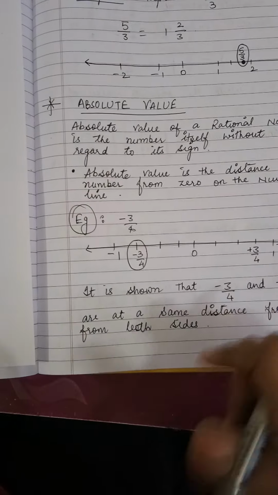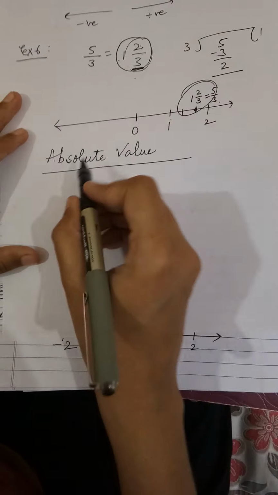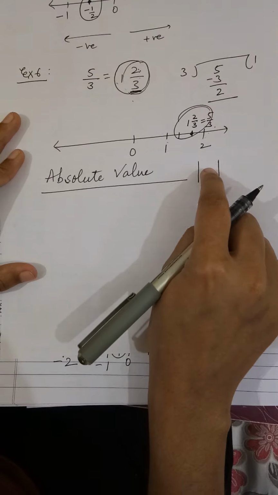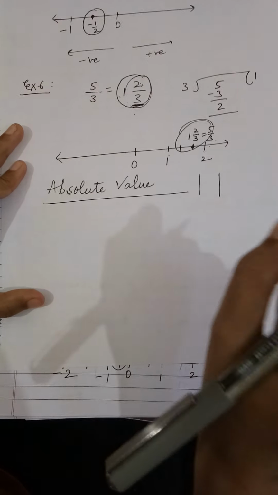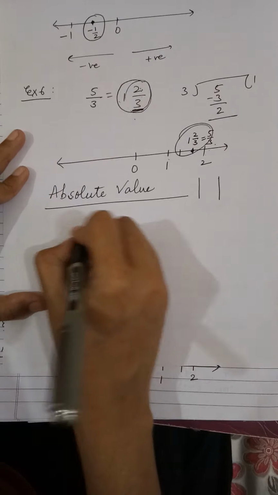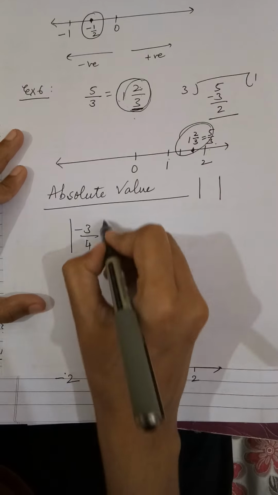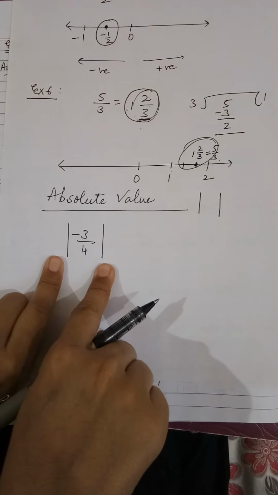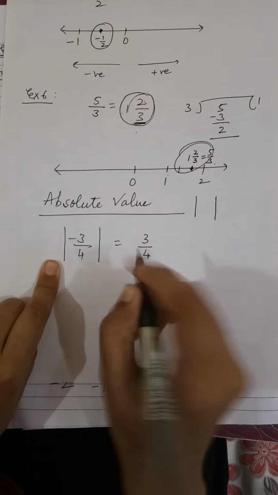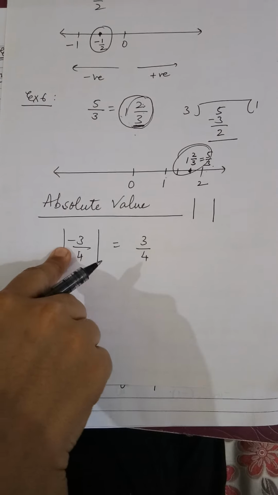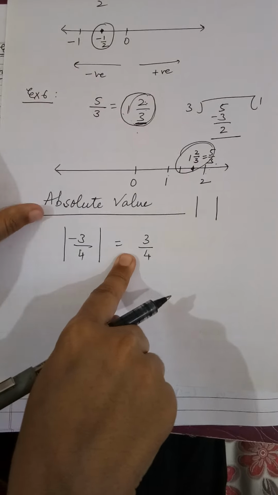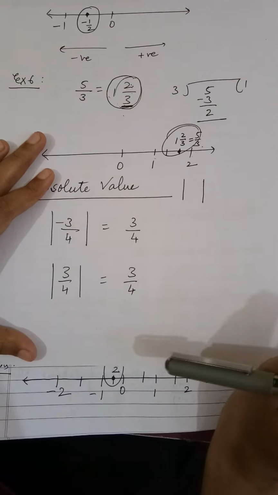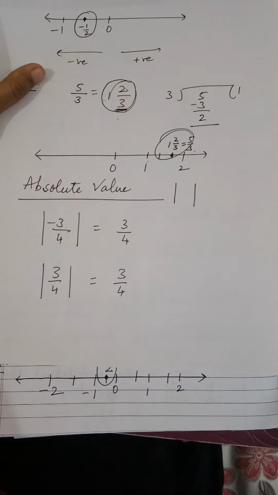Now how am I going to write it? How am I going to find out the absolute value? Absolute value is denoted by these two bars. If any negative number comes inside this bar, it will come out as a positive number, right? For example, I am taking minus 3 upon 4. I have to find the absolute value of this. I bring this number inside these bars. This 3 upon 4 will come out as a positive number. It was negative, and when it came out, it became positive, right? If a number is already positive, then it will remain positive. No change will be there.